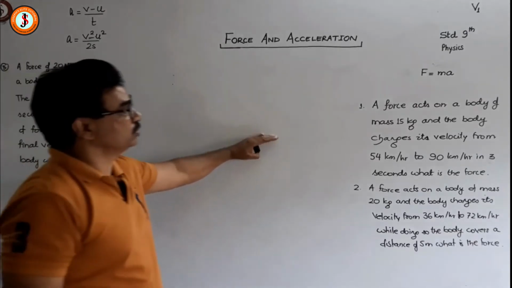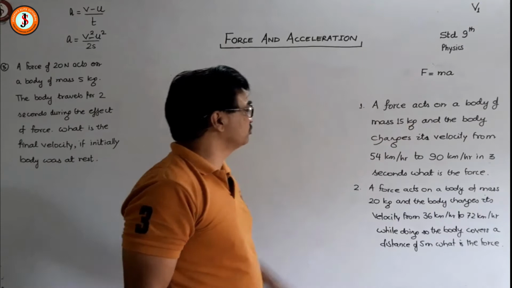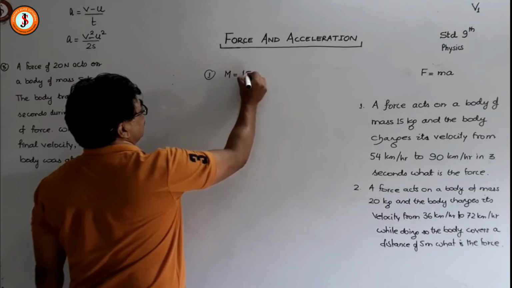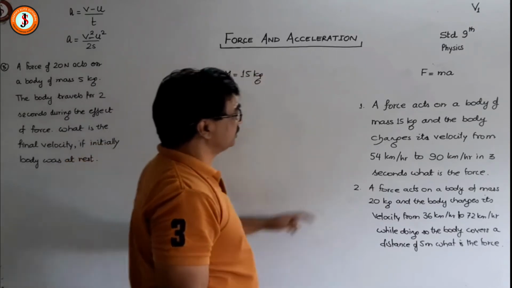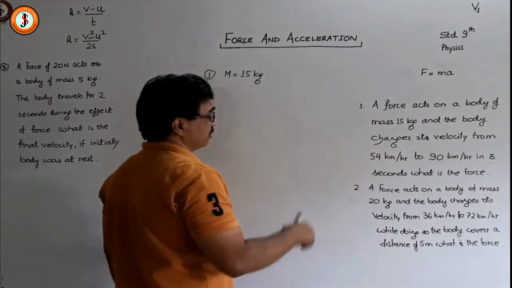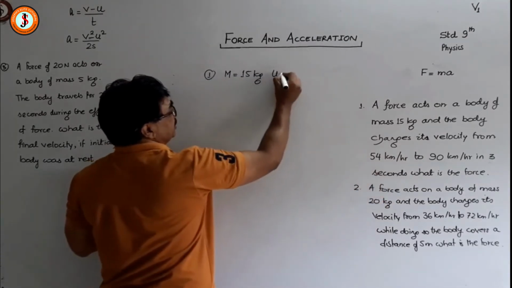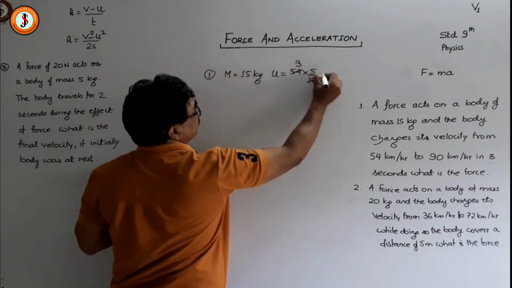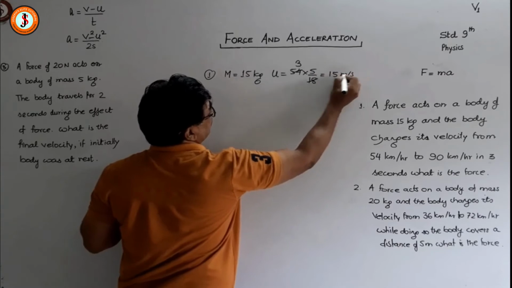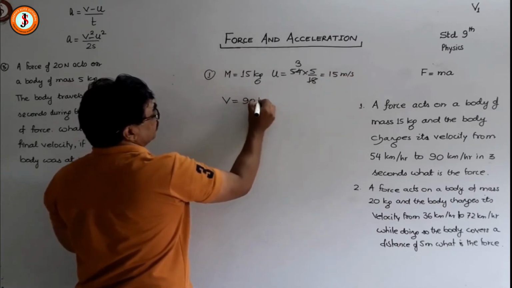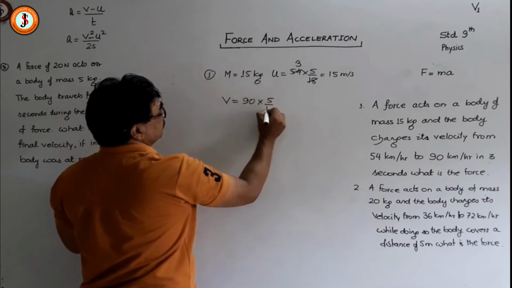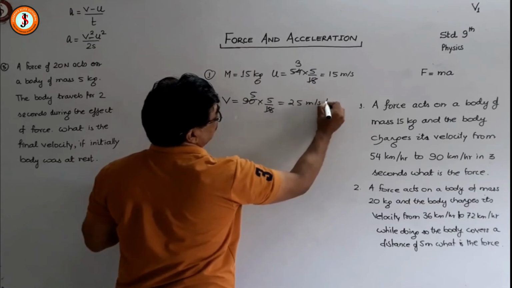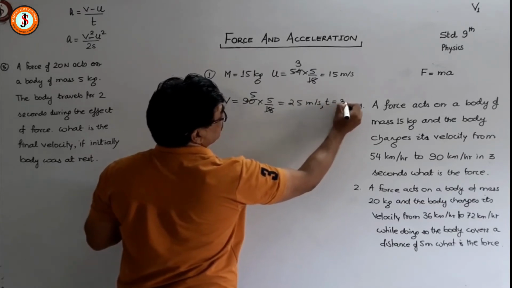And now we move on to this first question. A force acts on a body of mass 15 kg. So we take the data. Mass is equal to 15 kg. And the body changes its velocity from 54 km per hour to 90 km per hour. That means initial velocity is 54 into 5 by 18, so 15 meter per second, and final velocity is 90 km per hour, so 90 into 5 by 18, that is 25 meter per second, and time is equal to 3 seconds.